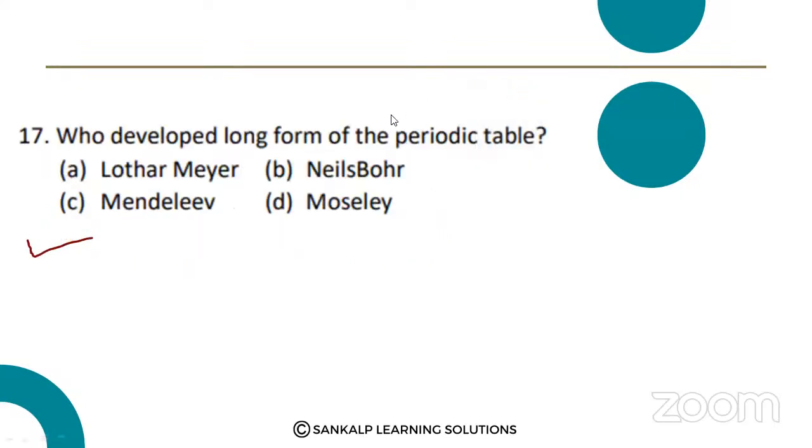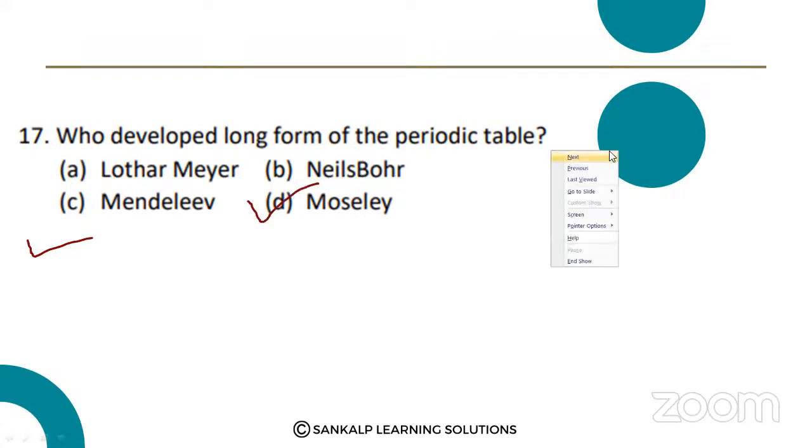So last question. Who developed the long form of the periodic table? A, Lothar Meyer, B, Niels Bohr, C, Mendeleev, D, Moseley. Ma'am, option B. Option B or D? Option D. Yes, Moseley. So Moseley, he gave the long form of periodic table.